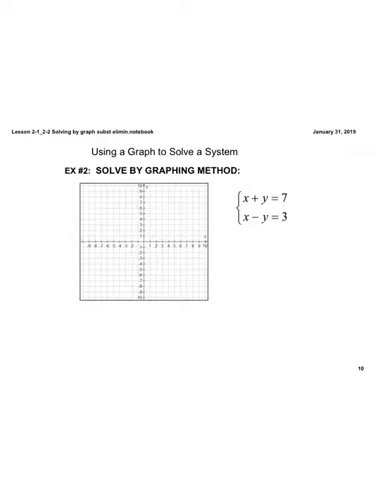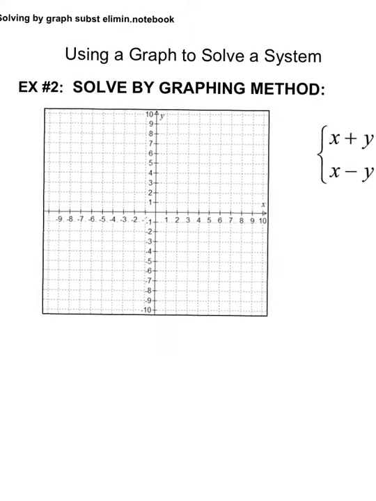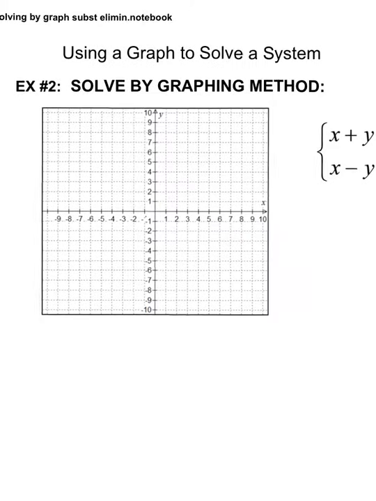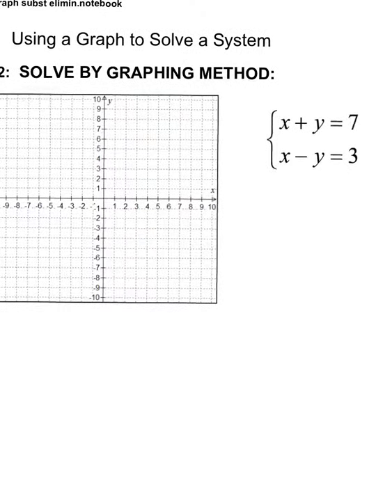All right, so let's get down to business and actually solve by graphing. So I'm going to make this bigger so that you can see it and I can graph easier on it. Okay, so in order to graph something, I have to have it in slope-intercept form. So I'm going to take this equation and subtract x from both sides. And so I get y equals negative x plus 7.